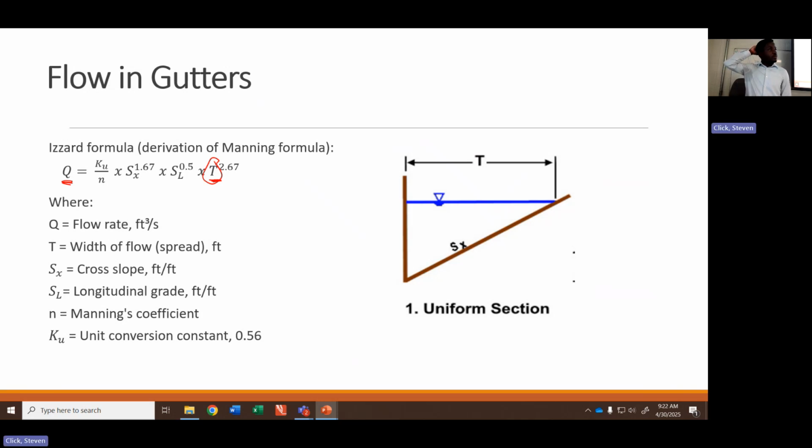Any questions? You have a question? That's supposed to be the location. Yes. These are all multiplications.